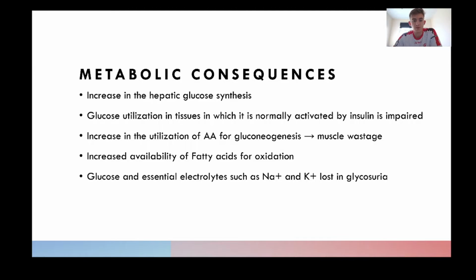So the metabolic consequences: increased hepatic glucose synthesis through gluconeogenesis and glycolysis. So glucose utilization in tissues, which is normally activated by insulin, is impaired. The utilization of amino acids for gluconeogenesis is increased, and therefore leads to muscle wastage. As we know, muscle is made up of these proteins, so that's where the body gets it from to keep us running. And we've got this increased availability of fatty acids for oxidation, as well as glucose.